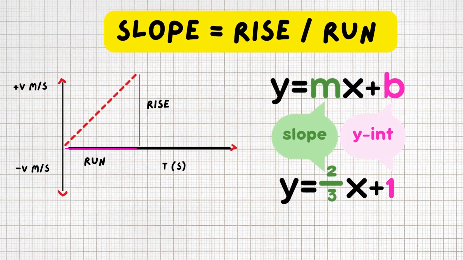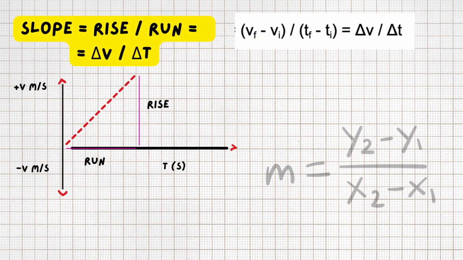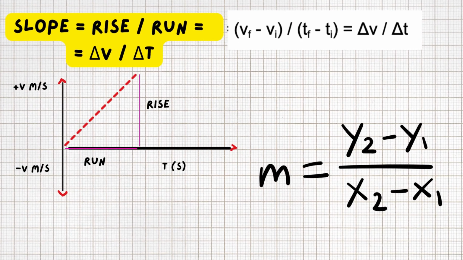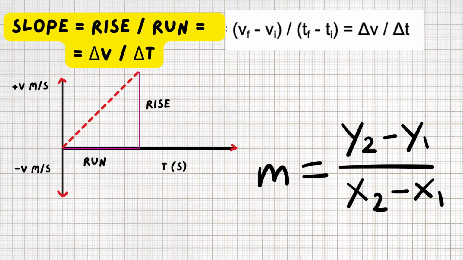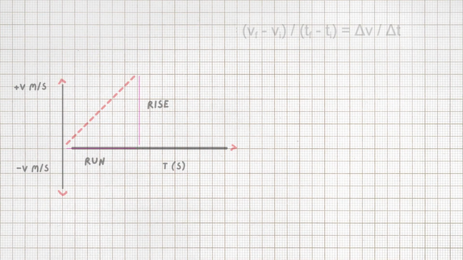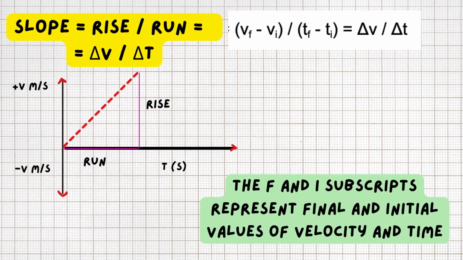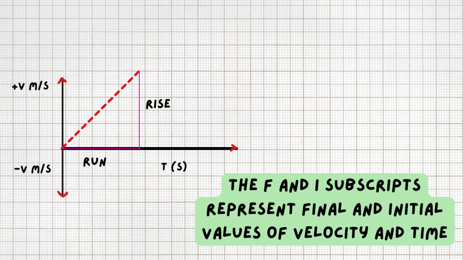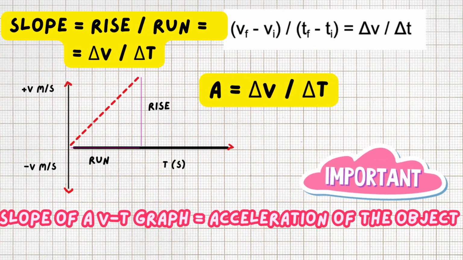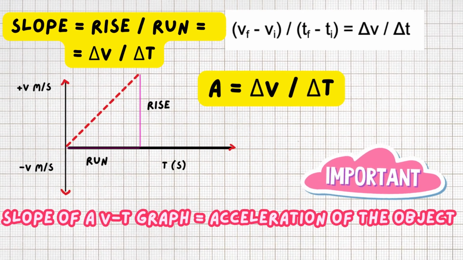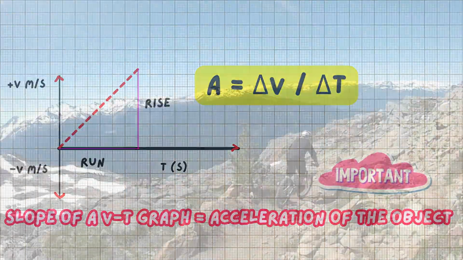Slope of a velocity time graph equals rise divided by run, which equals Vf minus Vi divided by Tf minus Ti, which equals delta V over delta T. The Tf and Ti mean the time final and the time initial. Thus, the slope of a Vt graph, which equals delta V over delta T, gives us the acceleration of the object during the specific time interval.